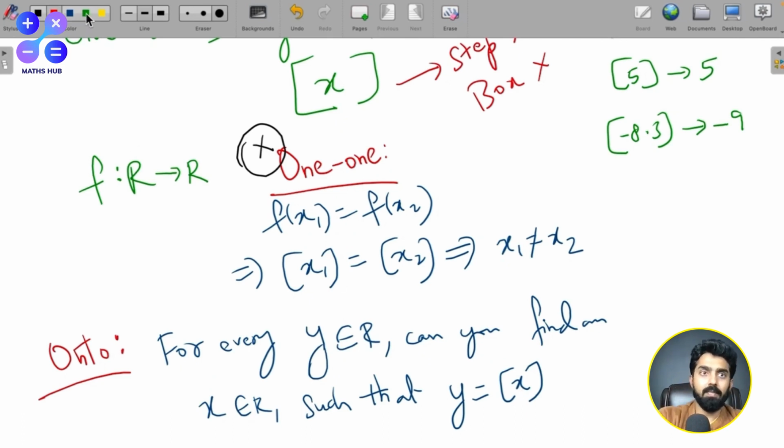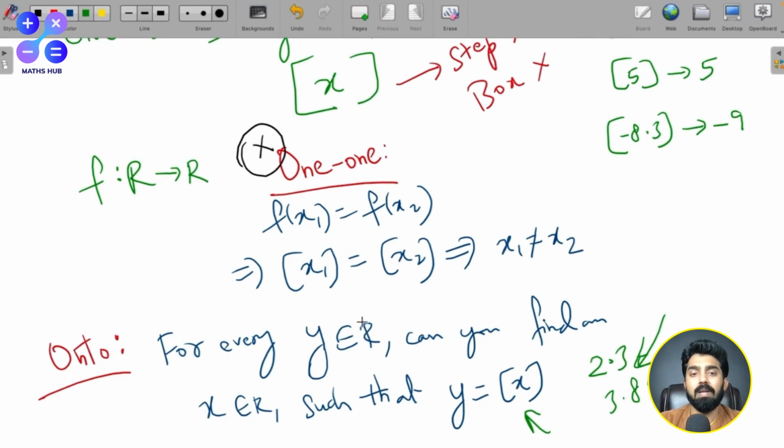Now, if let's say y is 2.3, can you find any value of x that can give you 2.3? No. For every y that belongs to R, you need to have some value of x which can give you that value. Only then you can say that this function is onto, right? The greatest integer function can only give you values of integers. So it can never give you something like a 2.3 or a 3.8. You cannot get any decimal values or any other rational numbers, any of the irrational numbers. You can only get integers.